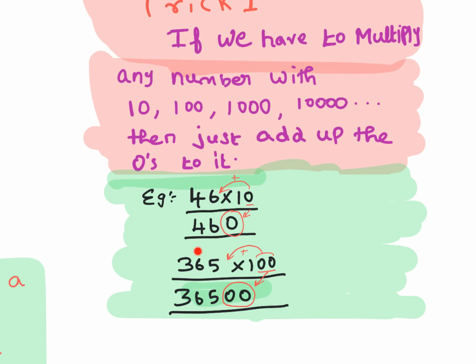Here we have another example, 365 times 100, to which 2 zeros are to be added. That's it, because here we have 2 zeros in the 100, right? If it had been 1000, we would have added 3 zeros to it. Now we have 2 zeros, so 2 zeros are added to 365. This way we can answer this type of question instantly.